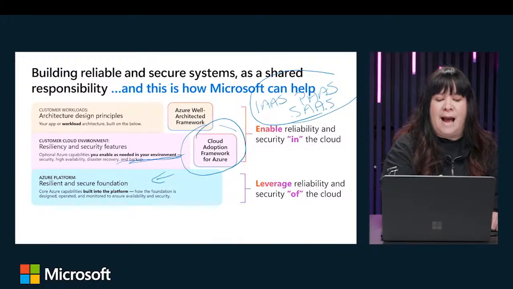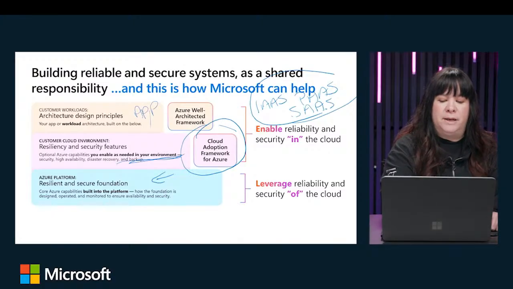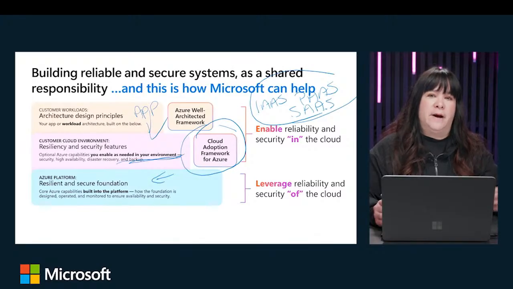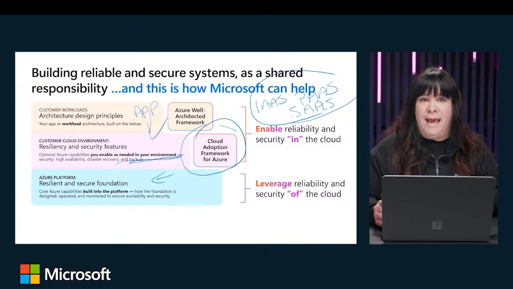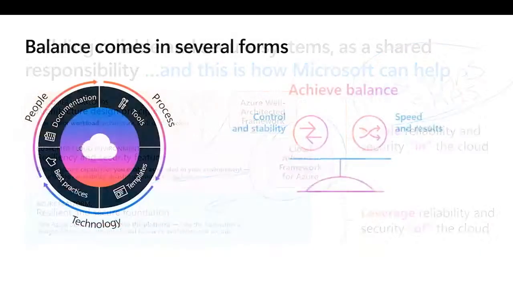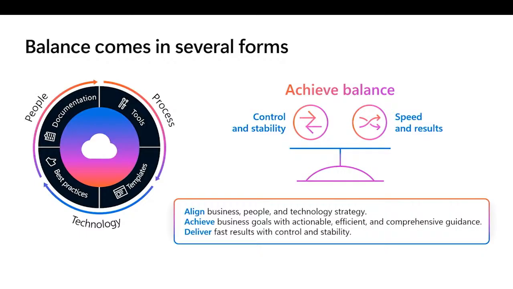And then finally, your application will sit right on top of however you deployed that environment. And when you deploy that environment, you can then make sure that your application is being backed up, and that's your responsibility. So leveraging the reliability and security of the cloud and enabling that reliability and security in the cloud. Balance comes in several forms. We talk about achieving balance, and that's talking about control and stability, and then speed and results.